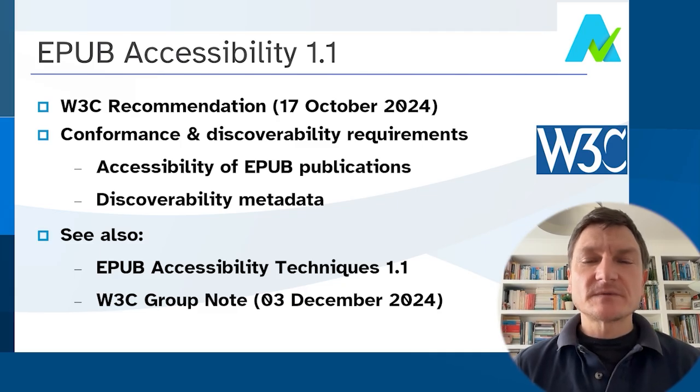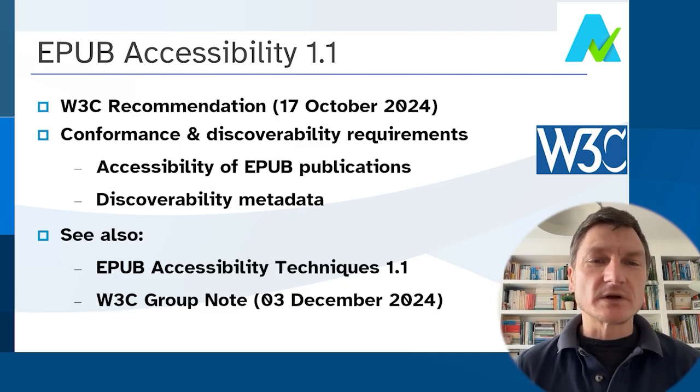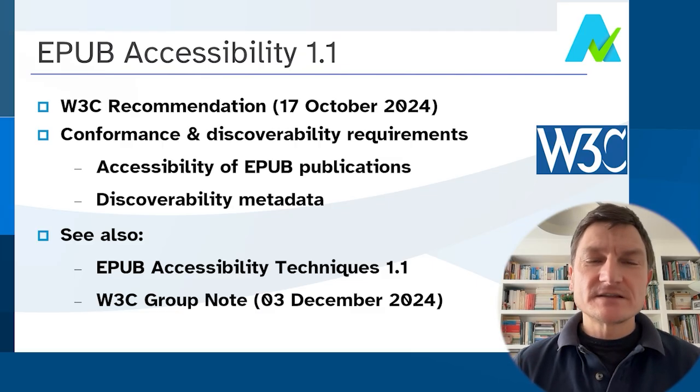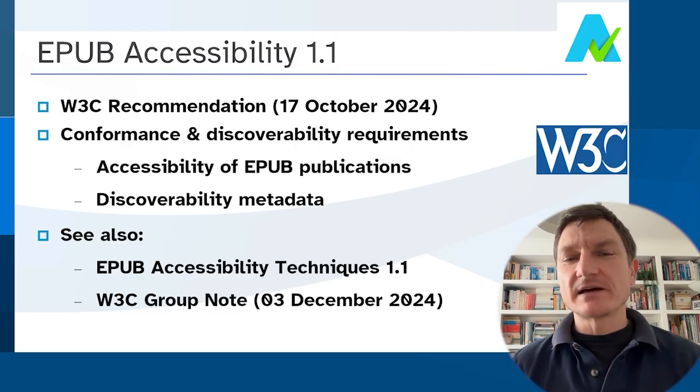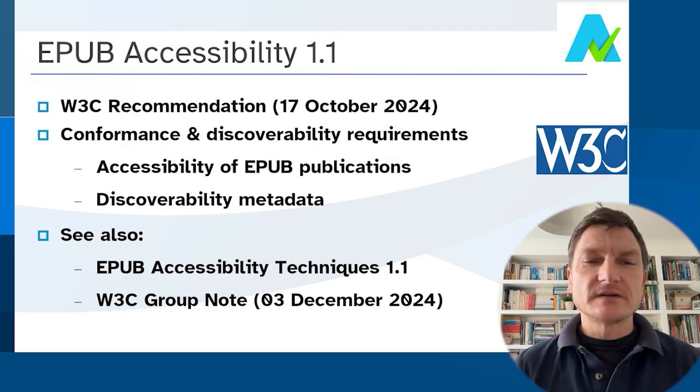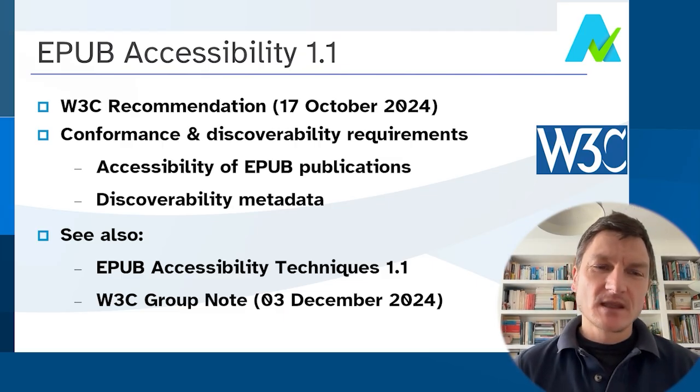Ace implements a specification named EPUB Accessibility version 1.1, which was published by the W3C in October 2024. This describes the requirements that accessible EPUB publications must meet, i.e. content conformance. This also specifies the discoverability metadata. I will come back to this in the next slide.